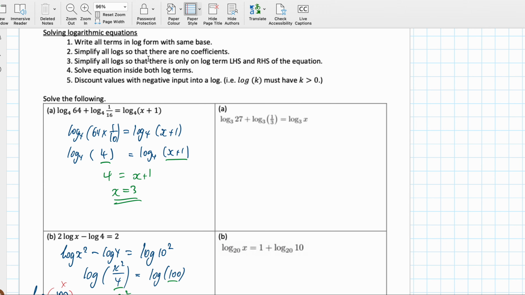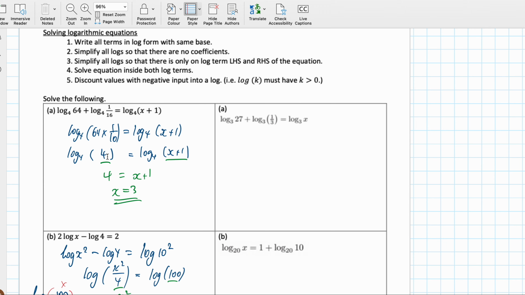Step 3, simplify all logs so there's only one log term on the left-hand side and the right-hand side of the equation. Now we can work on this. So log base 4 of 64 times 1 on 16. This side's already expressed as a single log of base 4. We can evaluate this. 64 times 1 on 16 becomes 4.